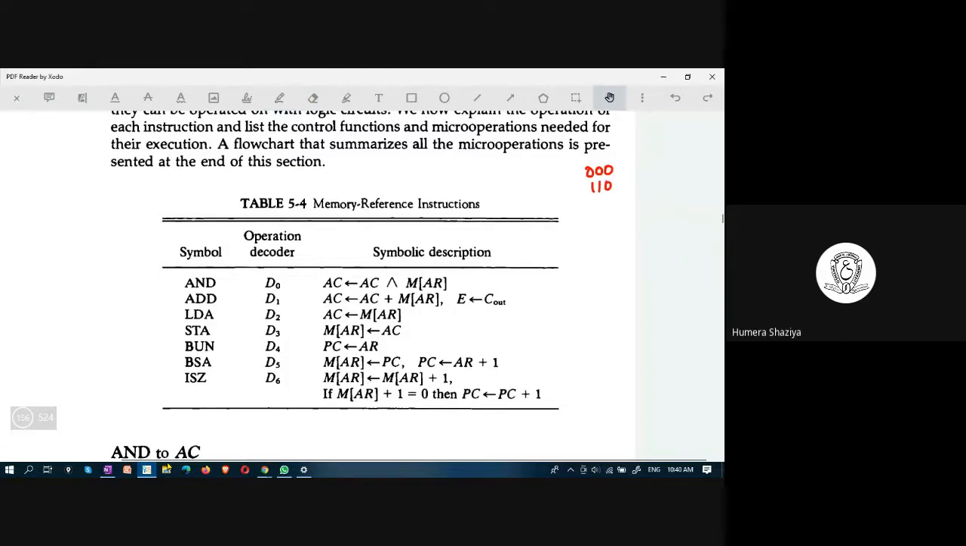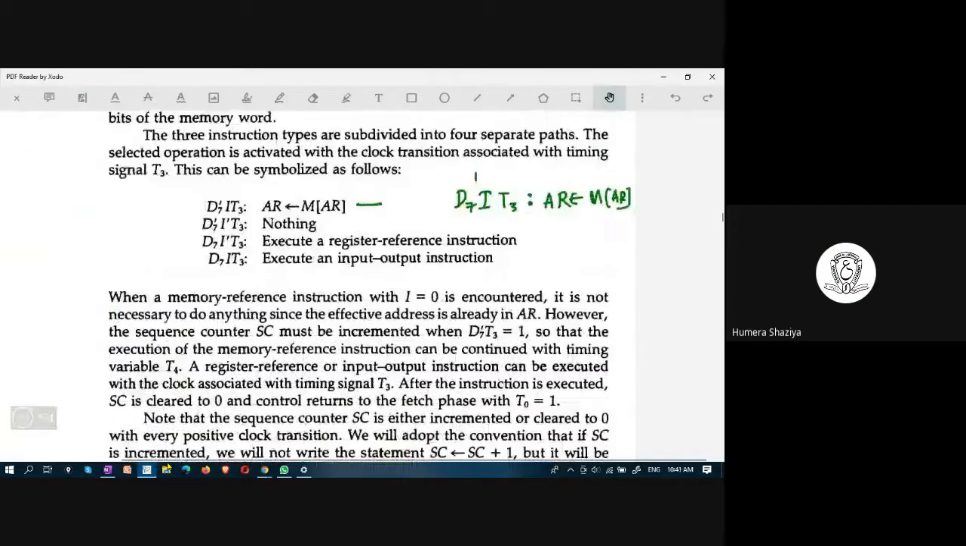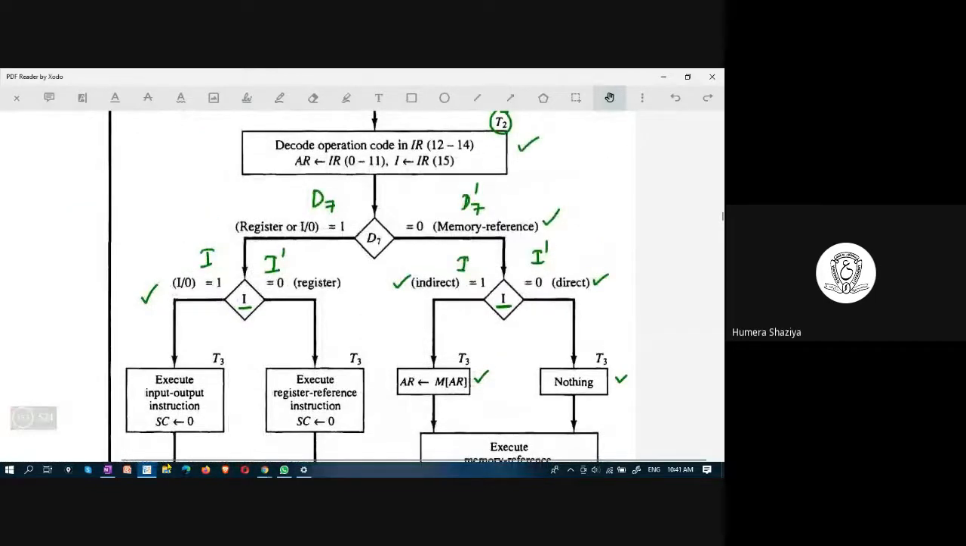So 000 is denoted by D0, 001 is D1, 010 is D2, 011 is D3, and 100 is D4, 101 D5, 110 D6. Here we have D7. Look at here, this is D7. Because if it is 111, only then are you moving to register or IO. Otherwise, for all the values between 000 to 110, you are into memory reference.